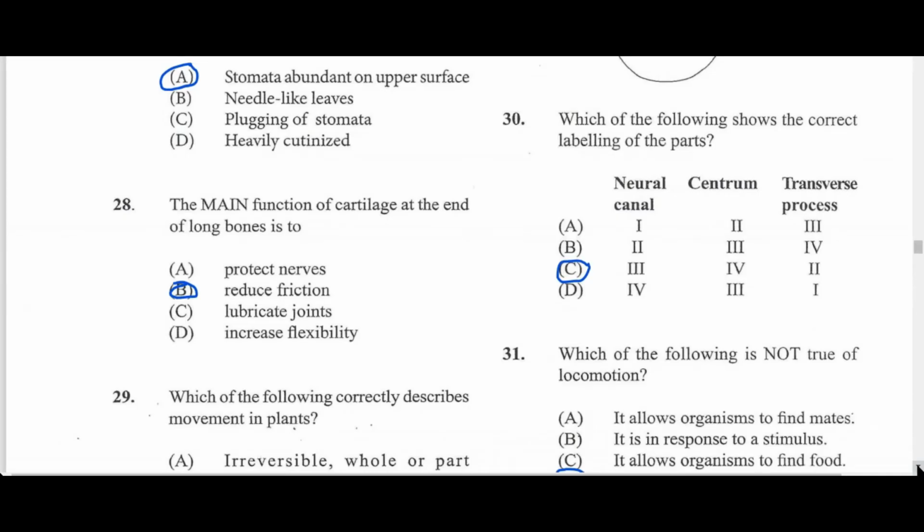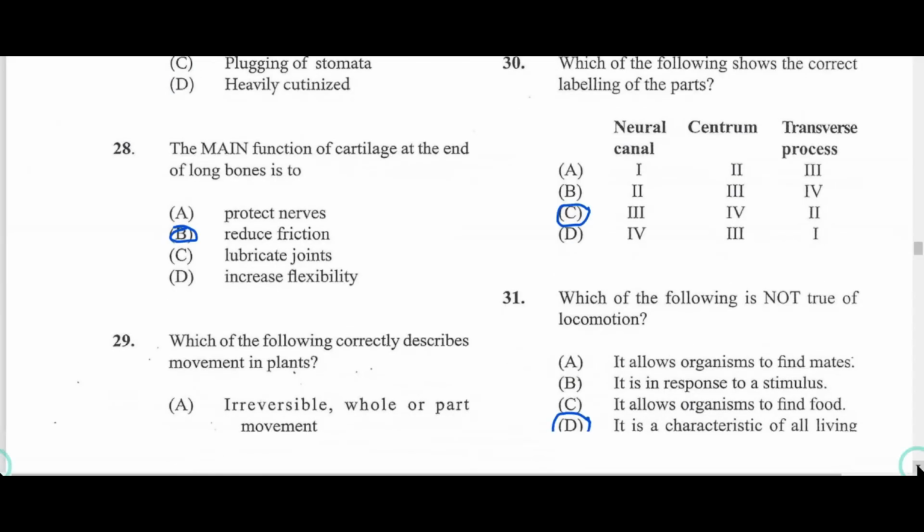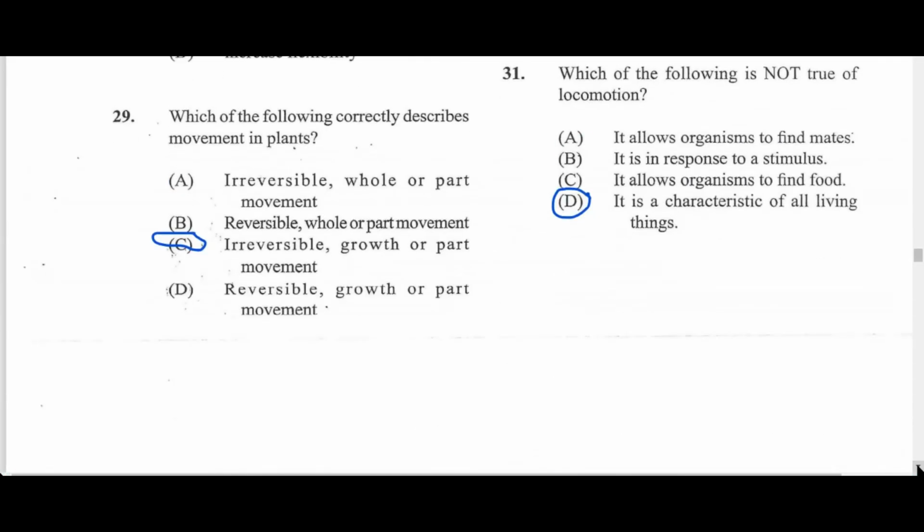The main function of cartilage at the end of a long bone is to reduce friction. So the answer there is going to be B. That again is textbook. 29.